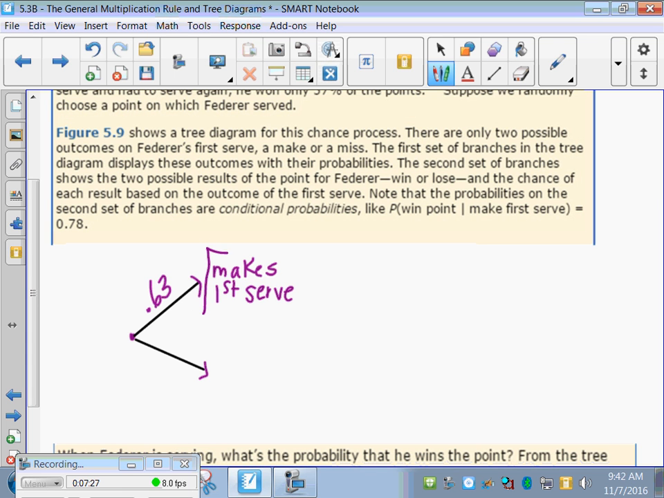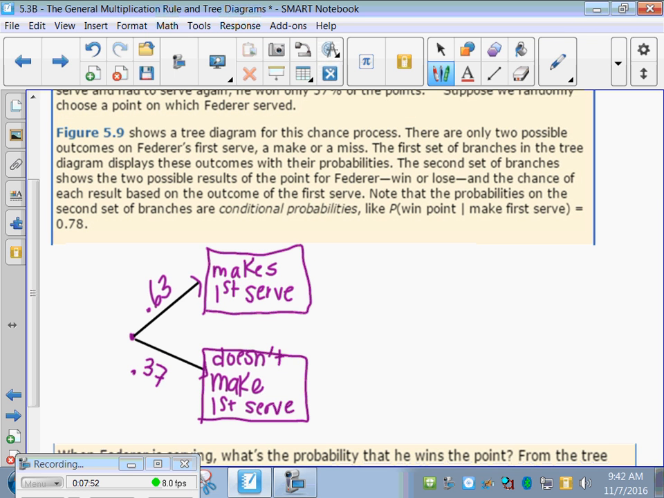Okay, they didn't give us the other probability, but we can find it pretty easily. If he doesn't make his first serve, what's that probability? So if there's a 63% chance he makes it, there's a 0.37 chance that he doesn't make it. Okay. Now that's going to branch out, right? So now we have another thing that can happen here.